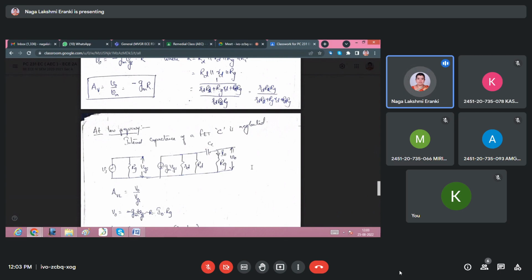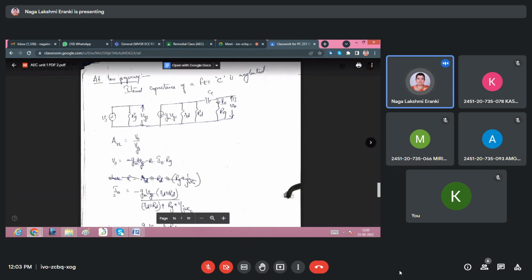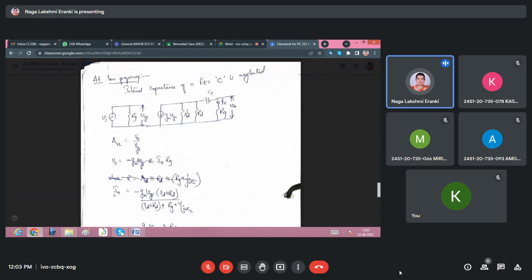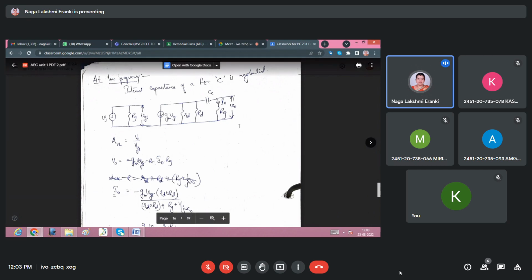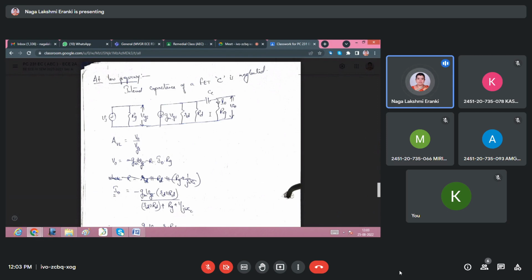Since Rg is parallel to Ri, the effective resistance is Rg, so consider only the Rg value here. Now take the value of V0. V0 will be equal to the applied voltage multiplied by the effective resistance. We can call it Z. How are we calculating this value of Z?